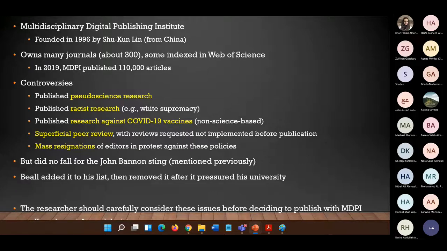So is MDPI a predatory publisher? Officially, no, it's not a predatory publisher, but there are some controversies. Some people pointed out questionable practices. So if you are considering publishing in any MDPI journal, the least you should do is look at these controversies, familiarize yourself with them, and then make an informed decision whether the MDPI journal you want to publish in is for you or not, especially since they charge really high fees, like 7,000 riyals and 8,000 riyals. So the least you should do is look at the controversy behind this publisher.